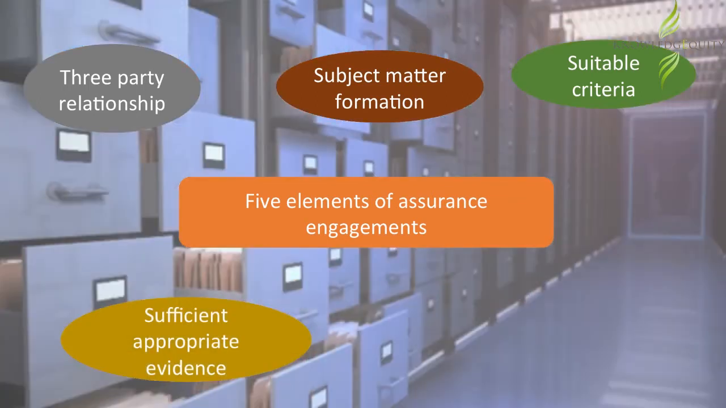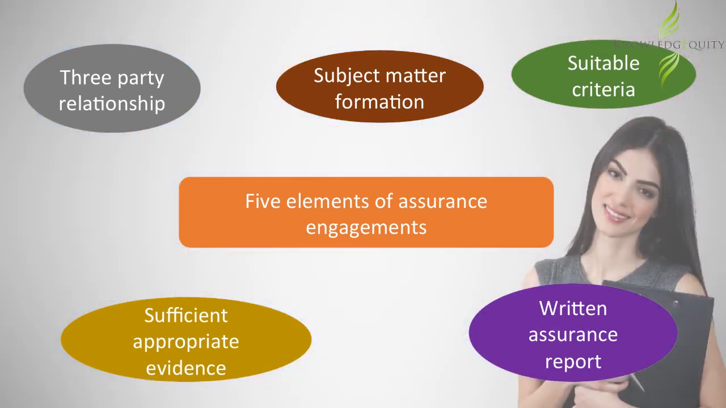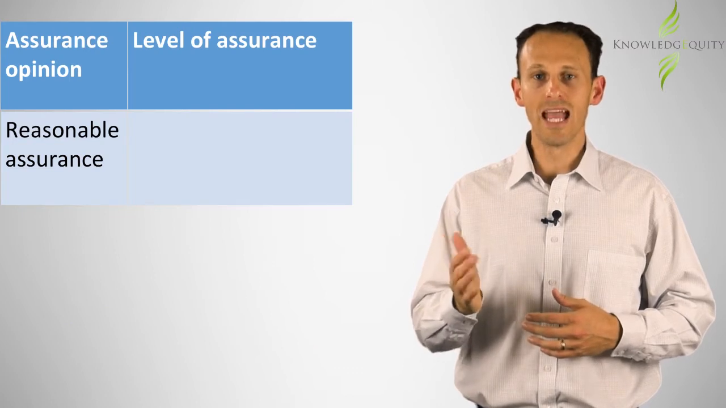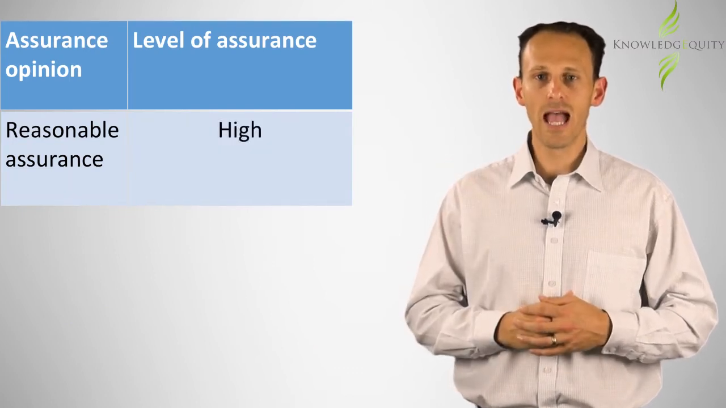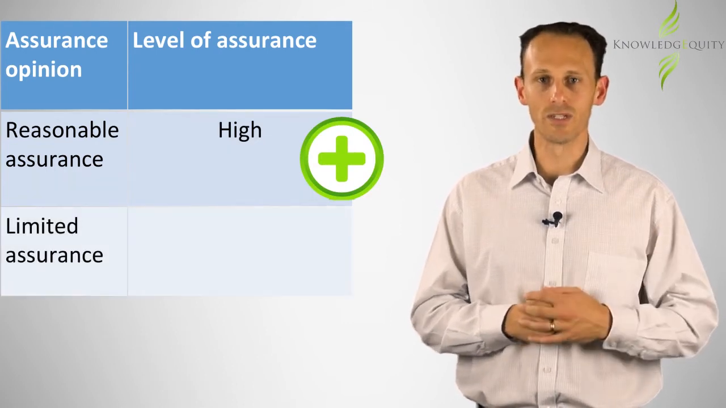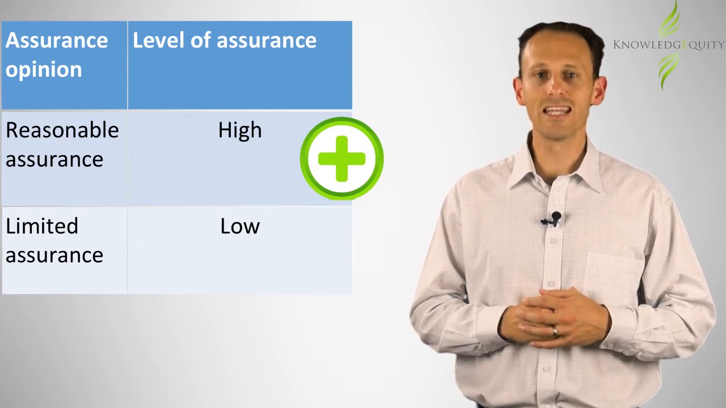relates to the methodology for the collection of enough evidence to support the final opinion, and finally, the written assurance report, which includes the opinion about the subject matter information and is expressed as either a reasonable or limited assurance opinion. A reasonable assurance opinion is a high level of assurance and is expressed in a positive manner, while a limited assurance opinion is a lower level of assurance and is expressed in a negative manner.